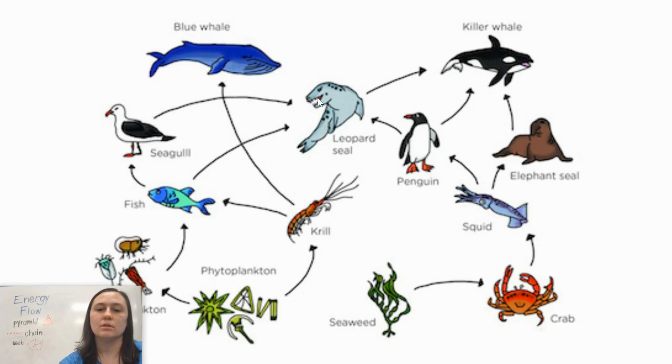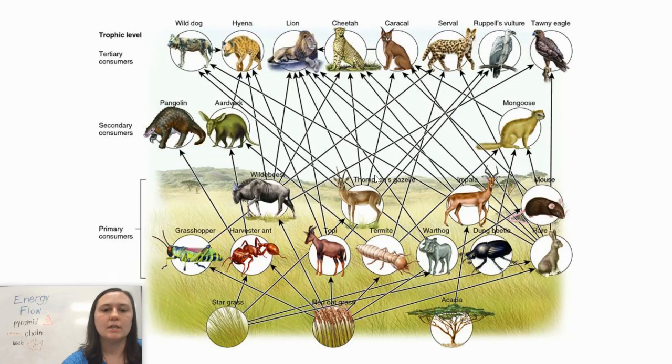For the penguin, either the leopard seal or the killer whale can eat the penguin. Elephant seal, the only thing that can eat the elephant seal is the killer whale. Only thing that can eat the leopard seal is the killer whale. So the arrows show the direction that energy will move, and it shows the possibility of what can eat what organism. Here's a really complicated one.